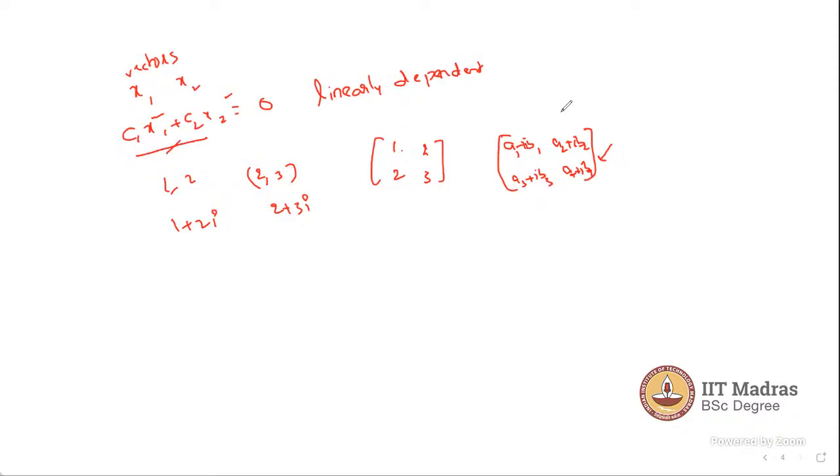But orthogonal vectors is when x1 dot x2 is equal to 0, which means that they are perpendicular to each other. All right. So that's why linear dependence and independence are not the same as orthogonality.